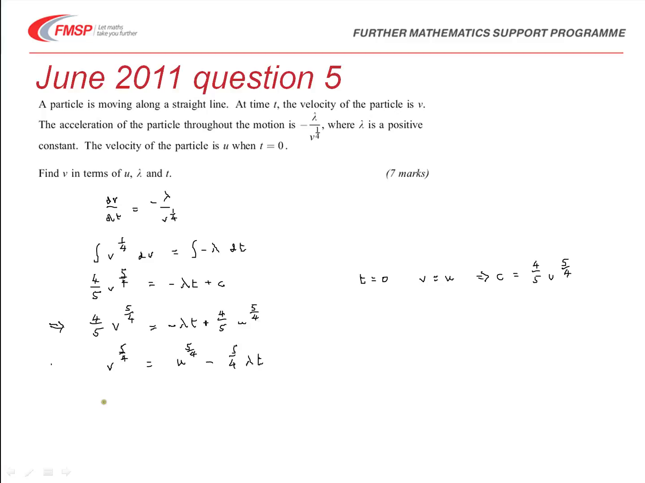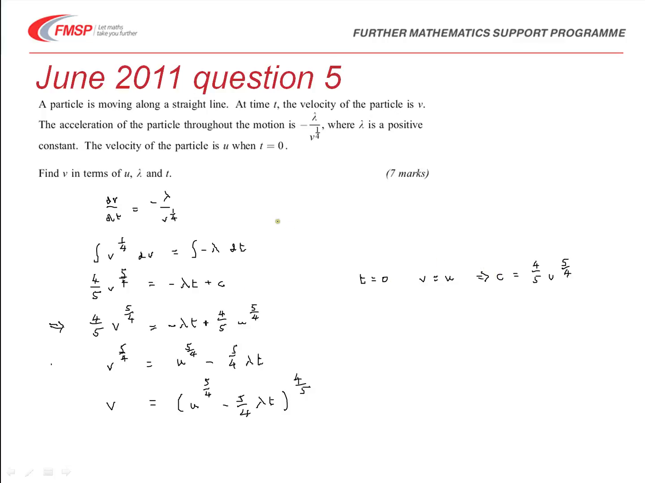And then what we have to do to get v by itself, we'll have to do the whole thing to the power of 4 over 5. So this will become u to the 5 over 4 minus 5 over 4 lambda t, all to the power of 4 over 5. Really just an algebra exercise in solving a differential equation.